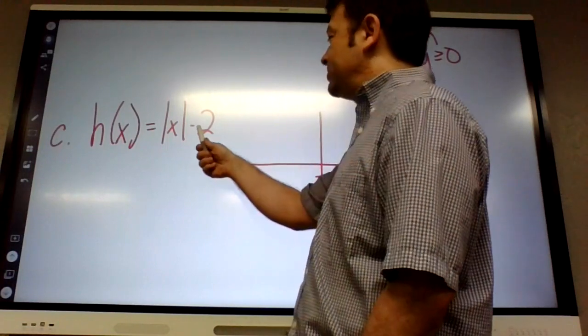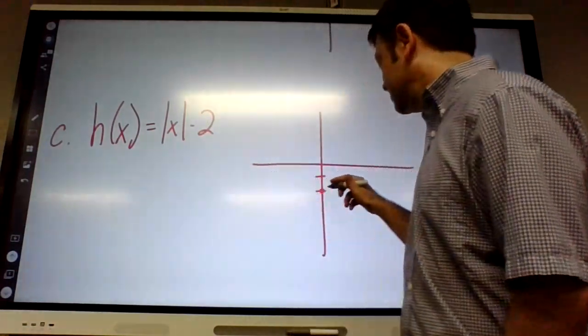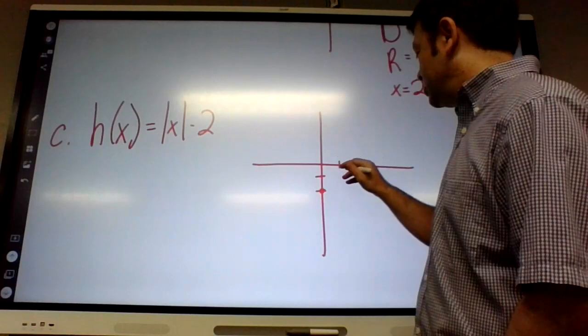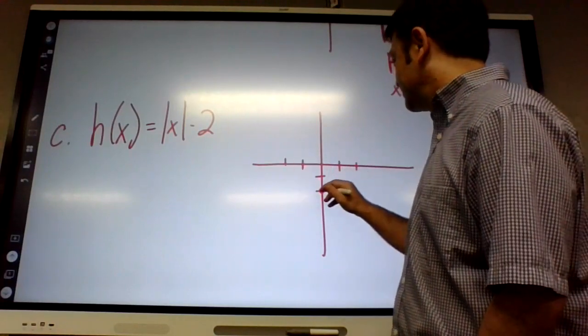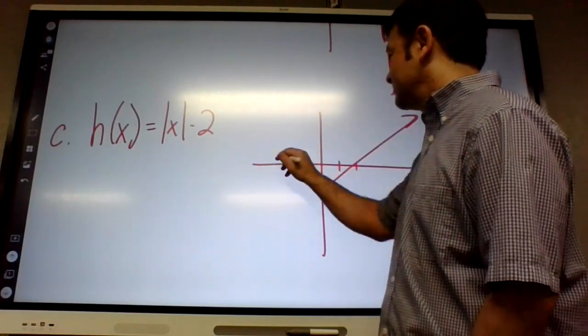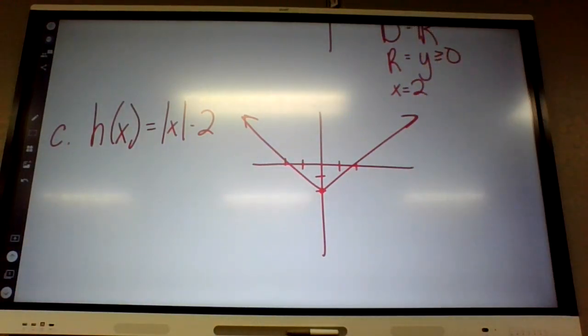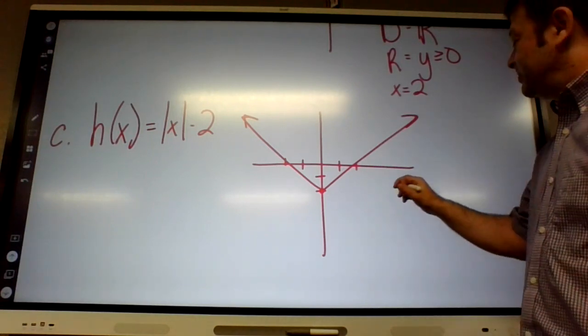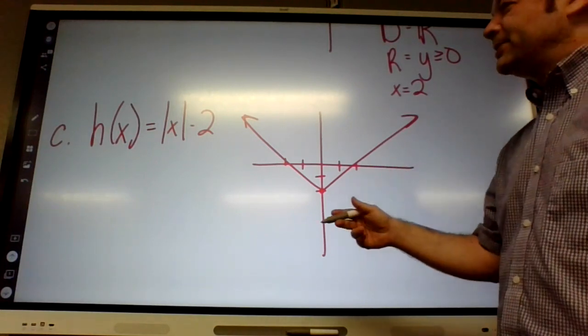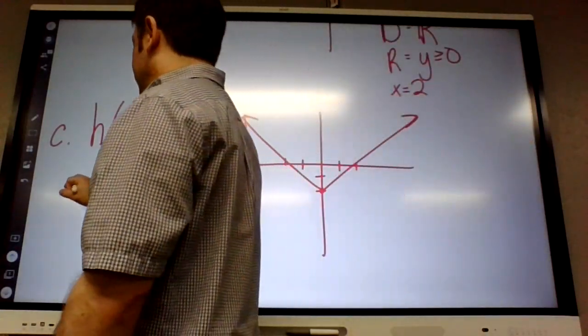Okay, so what does this do? Down 2. Sam, you missed your moment of glory. By the way, the graph's not the answer. I'm just drawing it so we can see.